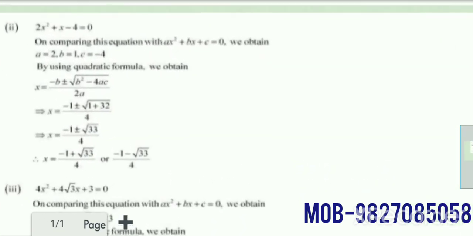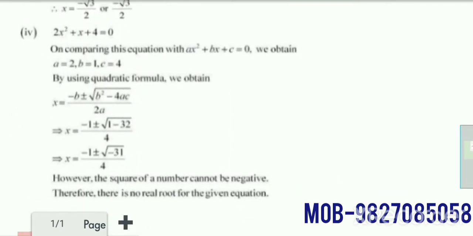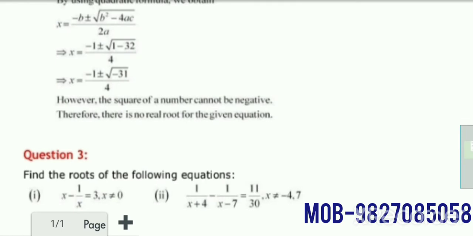Okay. Now question number 2, same as question number 1. Question 3 is also, and question number 4 is also using the quadratic formula. And these are all questions in your homework. Okay. Now question number 3 is find the roots of the following equations.